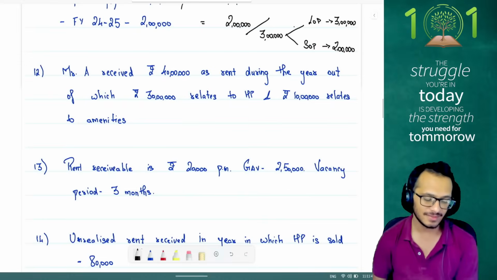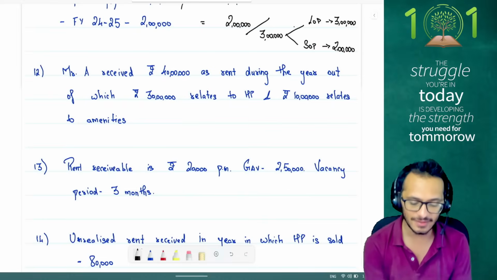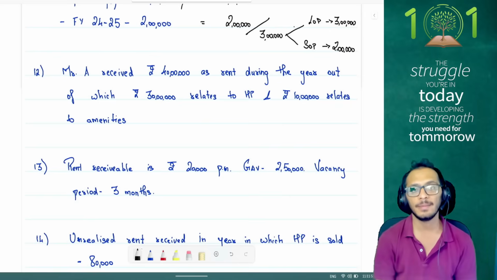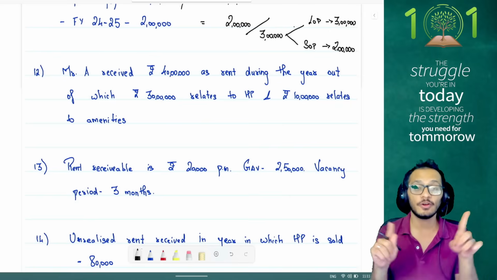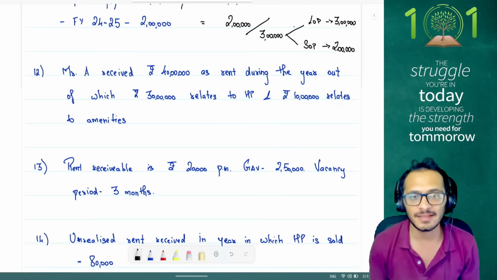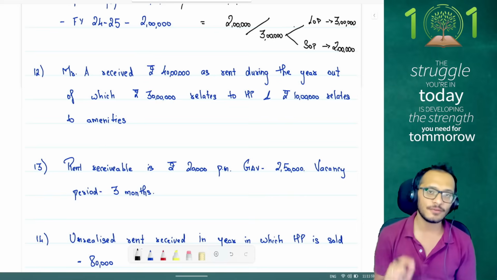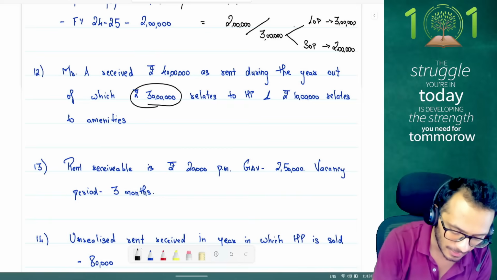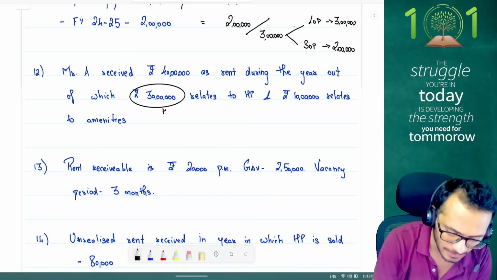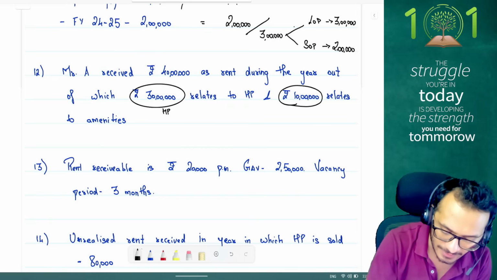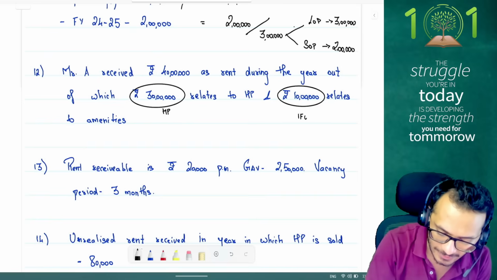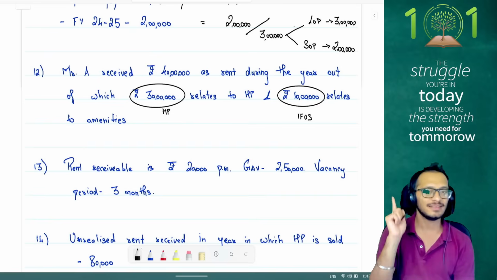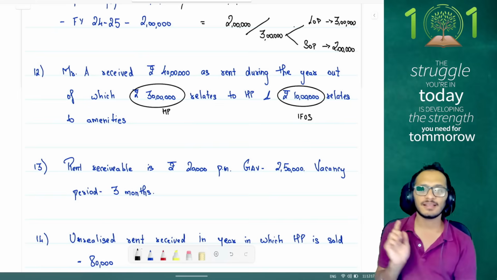Very good. Question says, Mr. A is receiving 40 lakh rupees as rent during the year, out of which 30 lakh rupees relates to HP and 10 lakh rupees relates to amenities. This is the concept of composite rent. Composite rent says that when you're receiving consolidated rent for the house and something else separately, the HP part will go under house property. This will be taxable under HP, whereas the rest will be taxable under IFOS. You cannot tax everything under HP, people. You'll have to tax 30 lakhs as HP and 10 lakhs under IFOS.